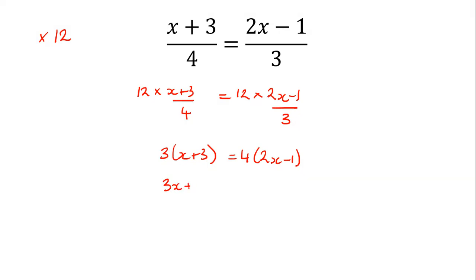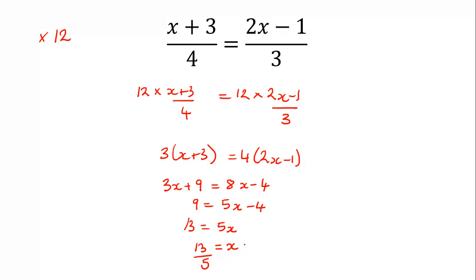So 3x + 9 equals 8x - 4. I'm going to subtract 3x from both sides. So 9 equals 5x - 4. Then I'll add 4 to both sides. So 13 equals 5x. I don't want 5x, I want x all by itself. So x equals 13 fifths, which we can leave as a fraction.